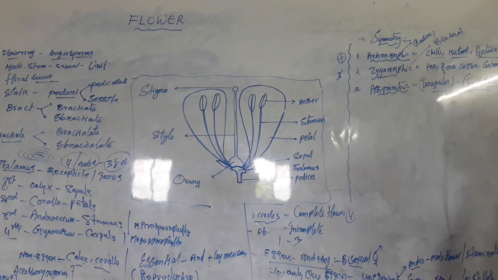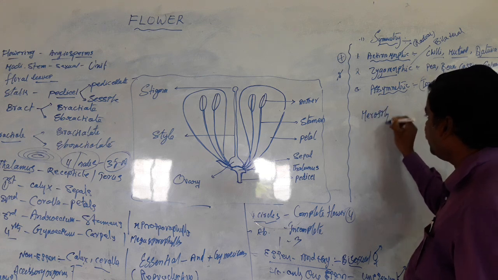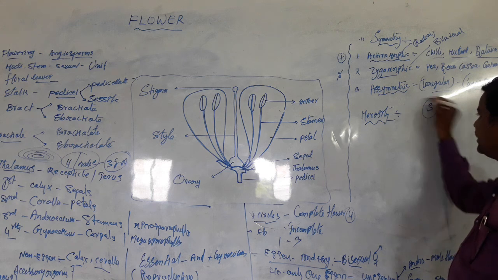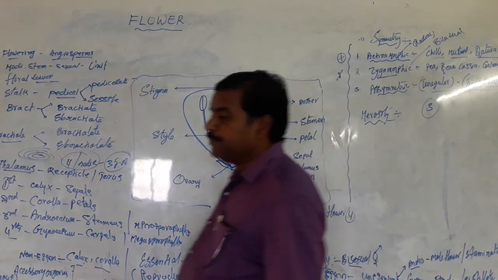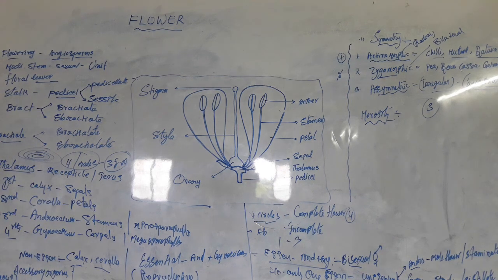Remember one more question: based on meiosity, flowers are also divided into three types. Meiosity, the definition is very important.